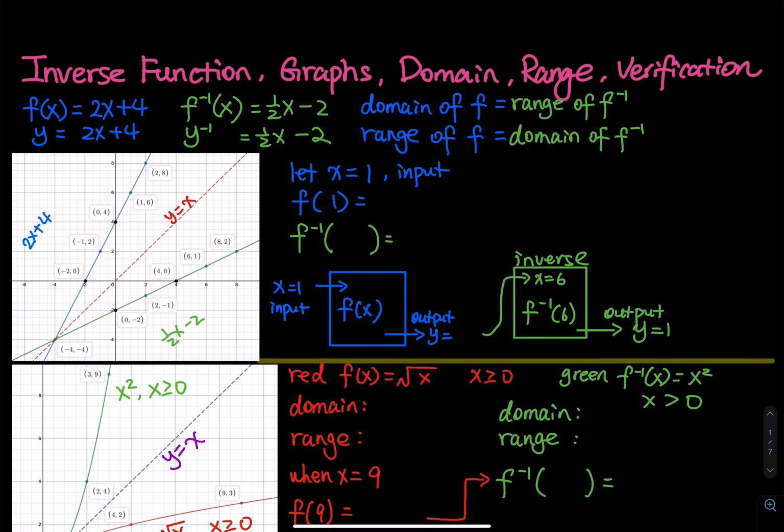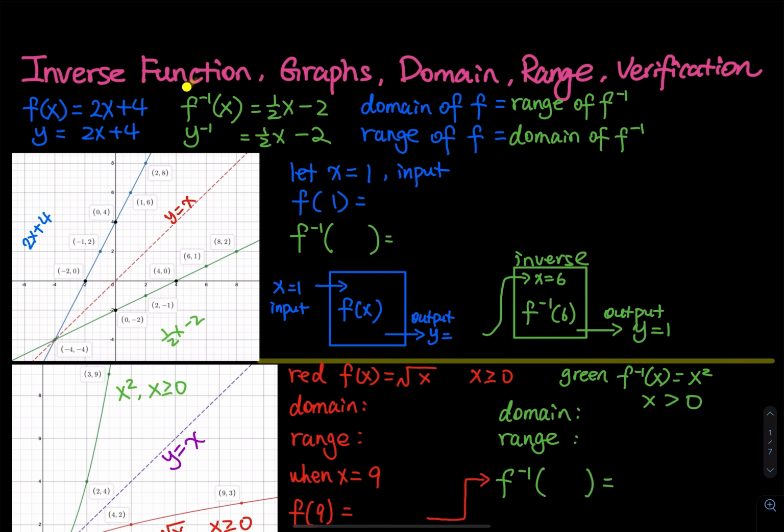The first set of functions that I would like to use is, look at the blue one. We have f of x equals 2x plus 4. For the equation, you change the f of x to y equals 2x plus 4. And then the green function, I use f negative 1 of x. So what is this? f negative 1 of x. This is not f raised to the negative 1 power.